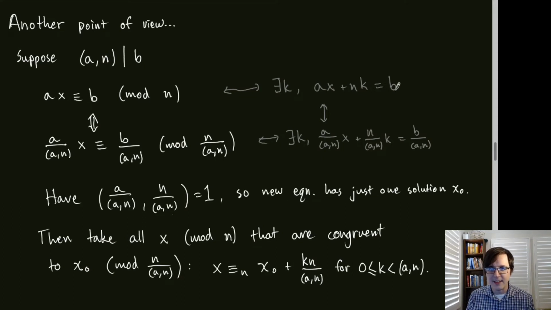So we can divide everything by the GCD to get another equation, a new Diophantine equation. But then that is stating exactly that a divided by the GCD times x is congruent to b over the GCD mod n over the GCD. So anyway, solving the first equation is in some sense equivalent to solving the second equation. And also, because we've divided out by the GCD, the GCD of the coefficient and the modulus is 1. So this equation, mod this new modulus, has just one solution. Let's call it x naught, or x0.